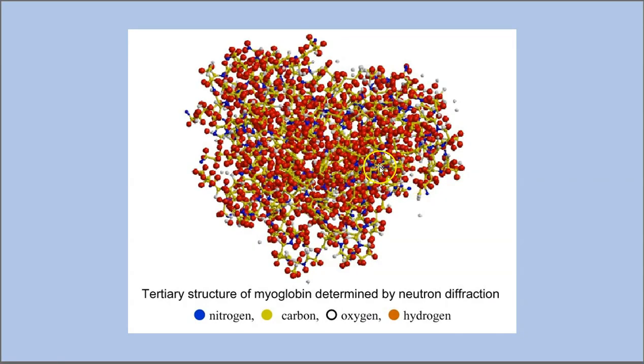Now here is a structural picture of a protein called myoglobin, and you can see it is composed of many, many atoms. The key down here shows hydrogen, oxygen, carbon, and nitrogen atoms. So a protein is a very large molecule composed of many, many atoms.